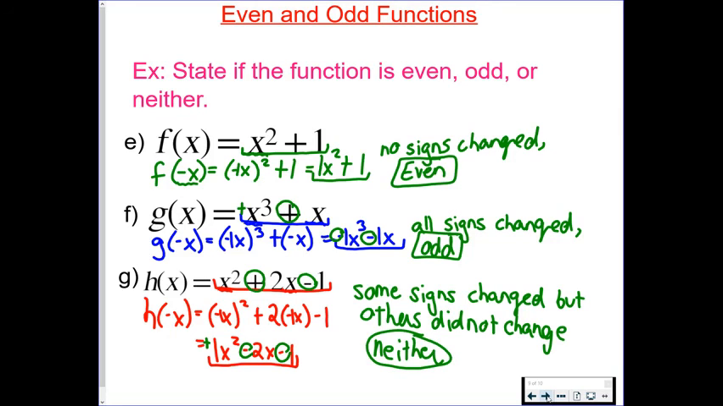Okay, so that's how you determine algebraically if a function is even, odd, or neither. On your homework, this is the kind of problems that you'll be doing, plugging in a negative x in place of your x's. Simplify what you know about the function, use what you know about exponents, and then see if your signs changed. If they all changed, then it's odd. If no signs changed, it's even. And if it was kind of a half and half deal where some changed, some didn't, then it is neither on that function.